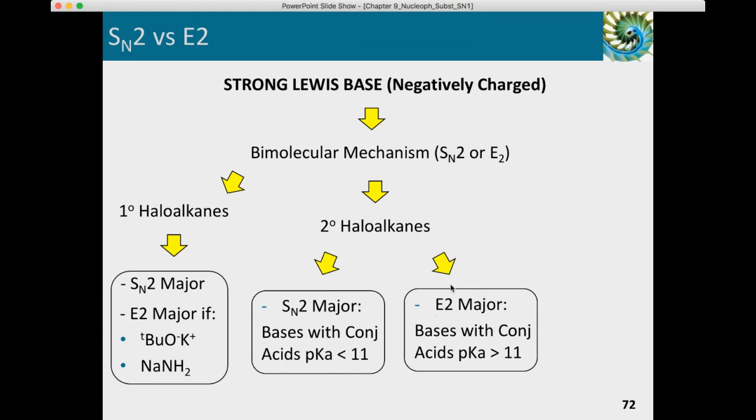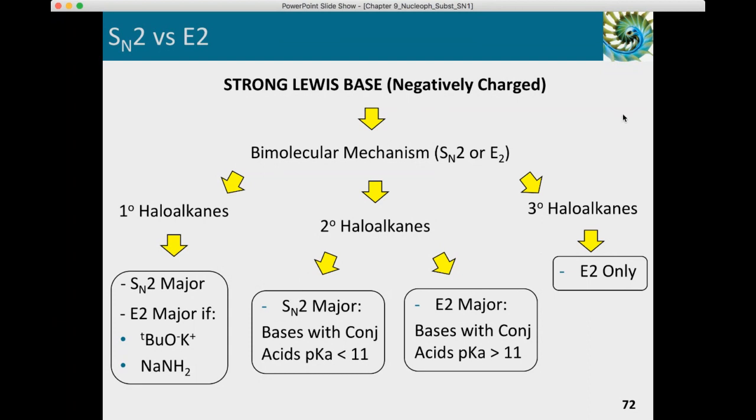In this group, we basically have hydroxide, alkoxides, amide, acetylides. It's a small group. Everything else usually favors substitution, this group over here. And finally, whenever we have a tertiary haloalkane in the presence of a very strong Lewis base, the only mechanism possible will be E2. We will never have an SN2 reaction over a tertiary haloalkane because it's too bulky.